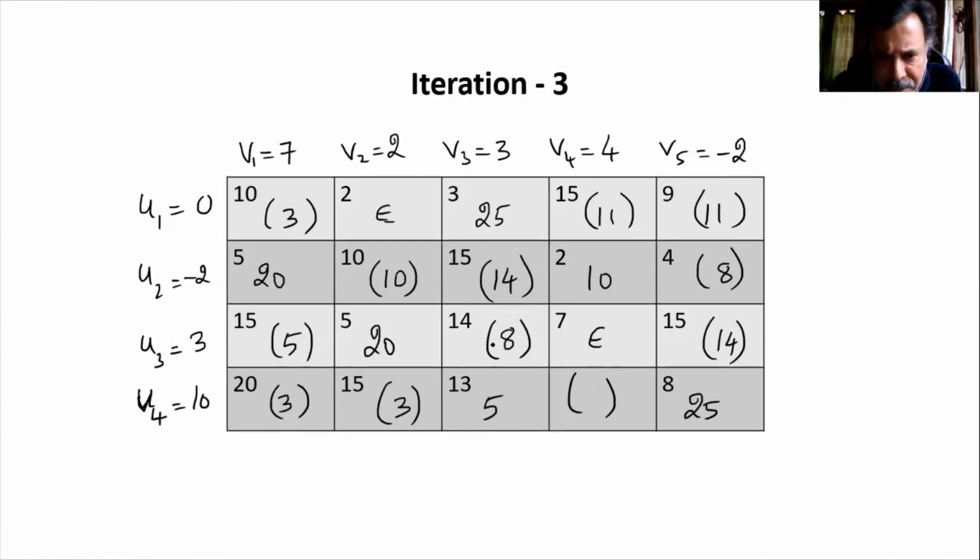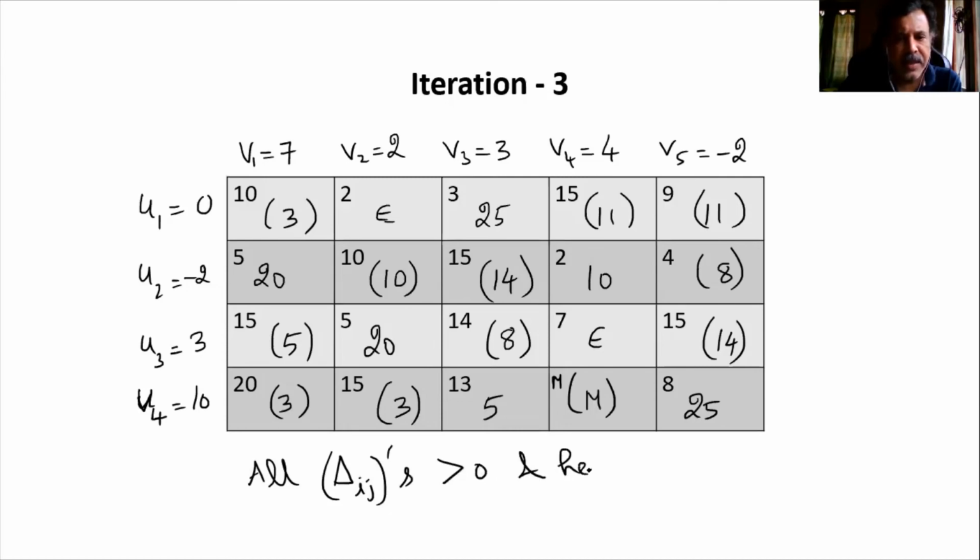Here we had M, isn't it? We had that M. So 10 plus 4, it is 14. M minus 14, M itself is a very large number, like infinity. Infinity minus 14 will be infinity only. So again, I will write only M. So now we can note all delta ij's. Whatever numbers are within the brackets are exceeding 0, and hence we can say we reached optimality.